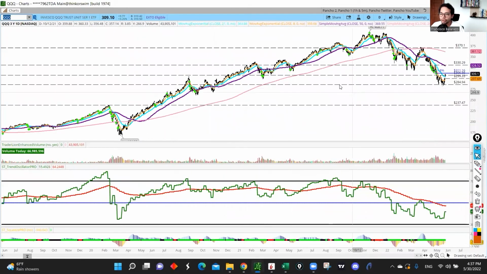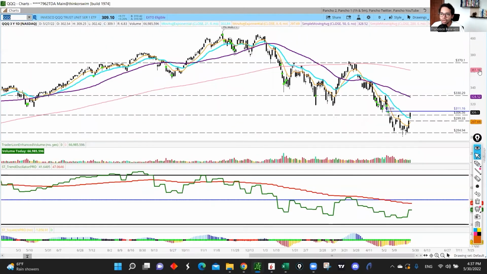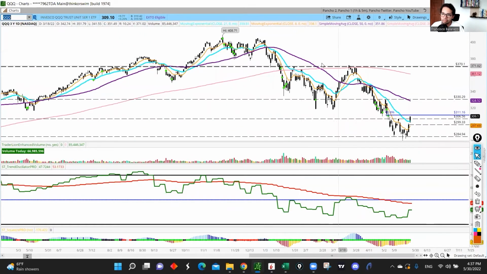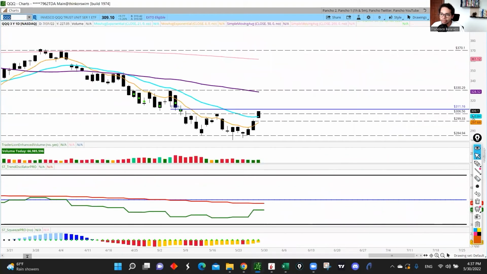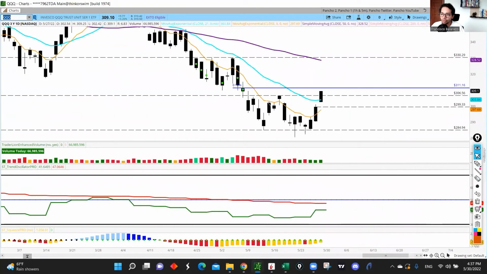For the QQQ, we kind of have seen the same, right? Basically the same analysis after we got rejected at this level. That 200 was there. We had a pretty strong move to the downside. You can see that the trend oscillator continues to trend to the downside, but now we kind of have the same kind of action, right? We have this kind of bear trap right here. We didn't take it out on this day, and now we have a pretty strong move to the upside. We have a gap that is on fill right here, and now we're moving strongly above this 306 level.